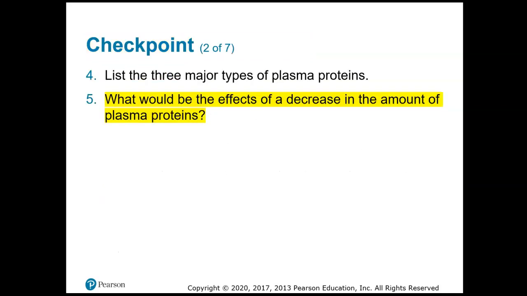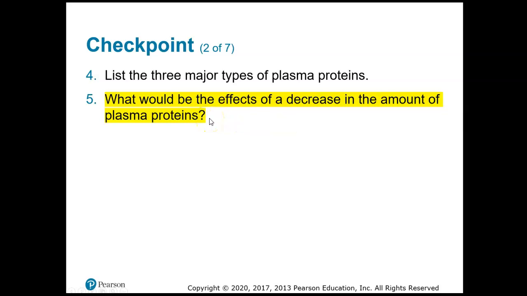Now, what would be the effects of a decrease in plasma proteins? Well, it depends on which plasma proteins. If all of them decrease, then we have a longer answer. But if the level of albumins, or plasma proteins in general, decreases, you're going to have a less concentrated blood plasma. So you won't have as much pressure drawing water into the blood vessels. That may lead to swelling in the tissues.